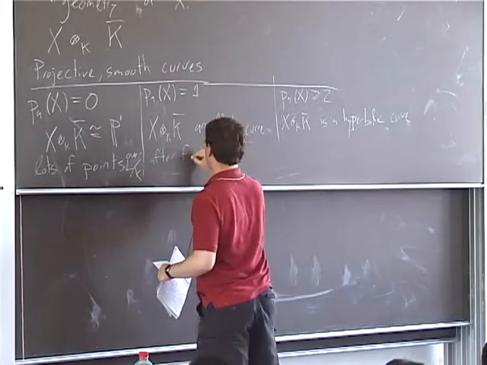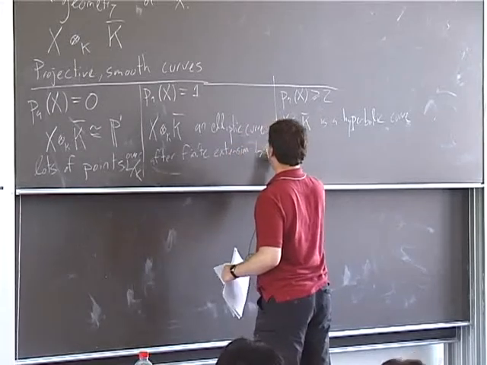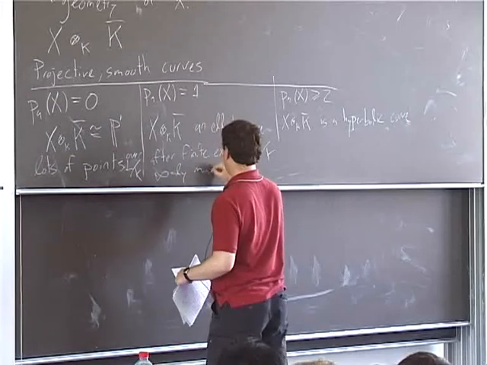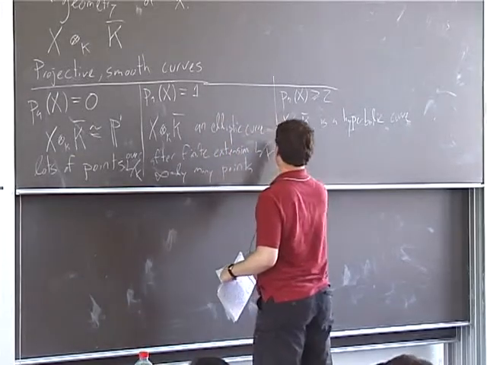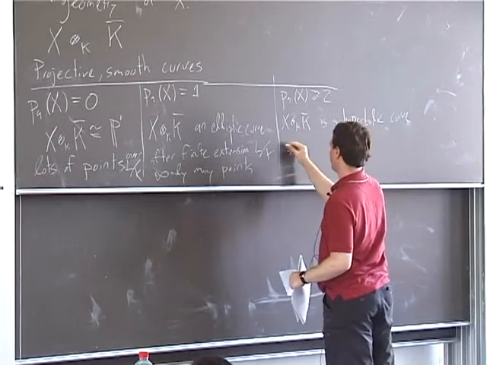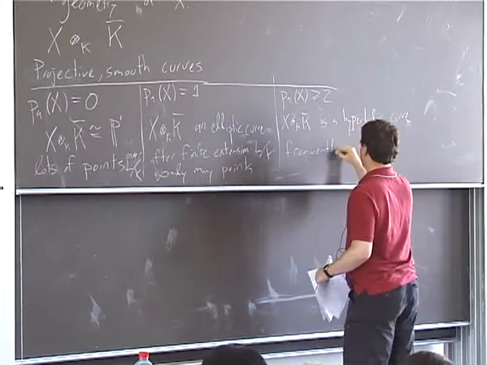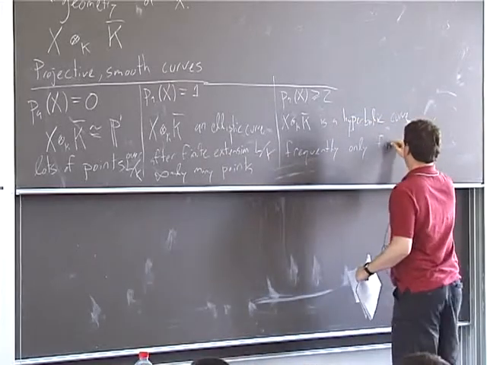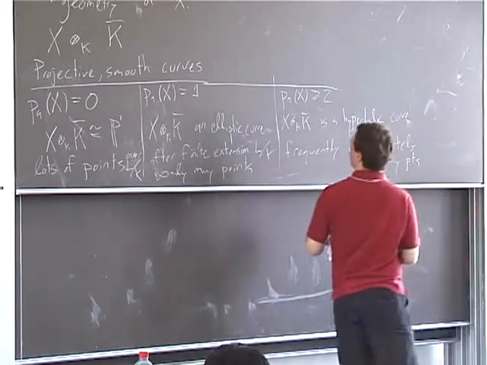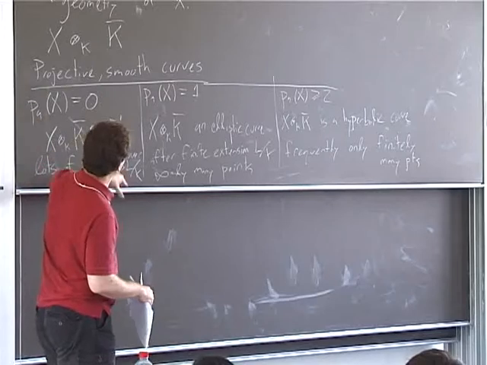So after a finite extension L over K, then also in this case there are infinitely many points, but of a qualitatively smaller nature than in this case. And then in this case, frequently, for instance, if you're working over a number field, there are only finitely many points. So this geometric feature, the arithmetic genus, is implying something about points.